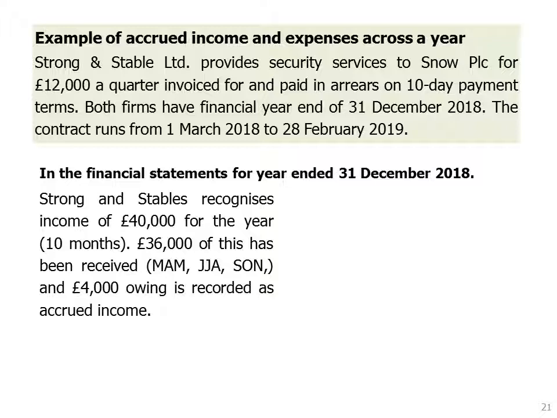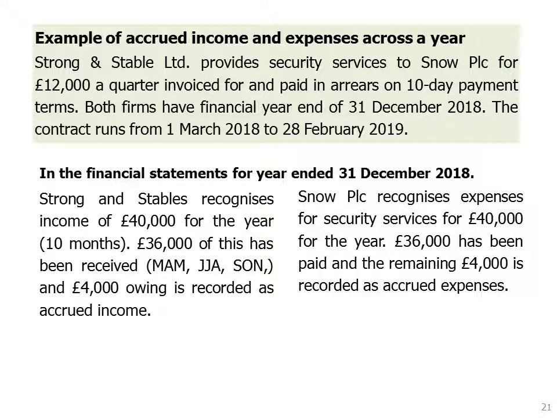There have been 3 quarterly payments, each totaling £36,000, and those cover the March, April, May, June, July, August, September, October, and November periods. And £4,000 is owing for December, and that is recorded at Strong and Stable as accrued income. And Snow plc recognise expenses for security services for £40,000 for the year. £36,000 has been paid, and the remaining £4,000 is recorded and taken through the income statement as accrued expenses.